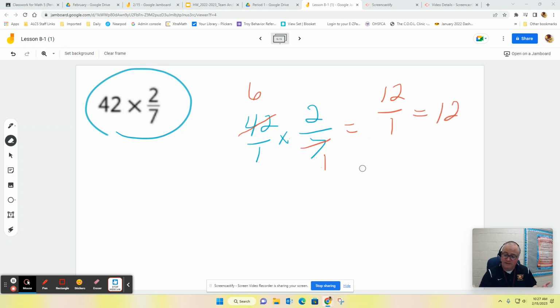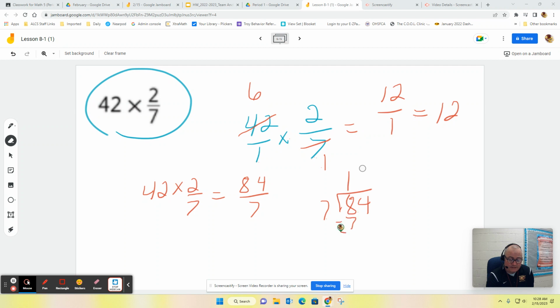You don't believe me? Let's do the math. 42 times 2 sevenths. Well, 42 times 2 is what? 84 all over 7. So now I've got to divide, right? So I'm going to go 84 divided by 7. 7 goes into 8 once. I subtract. I get 1. I bring down my 4. 7 goes into 4 twice. I subtract. I get 0. I get 12 there, and I get 12 there.